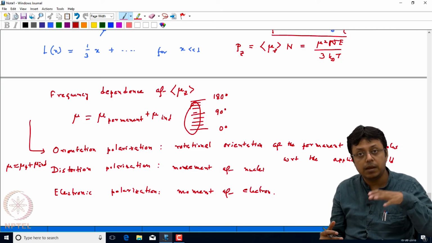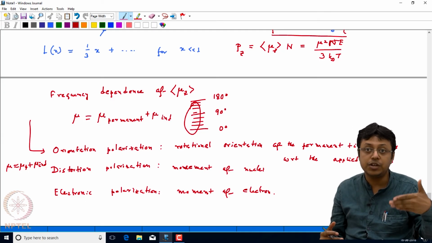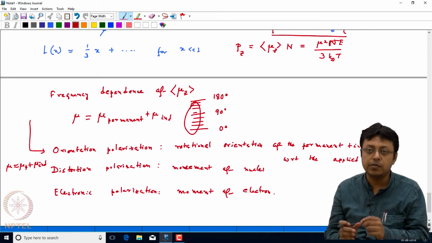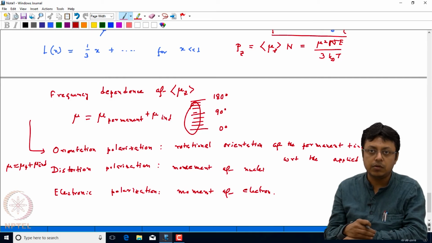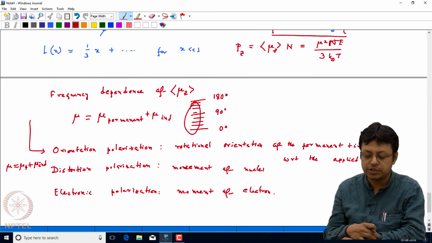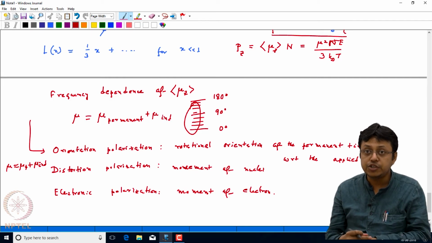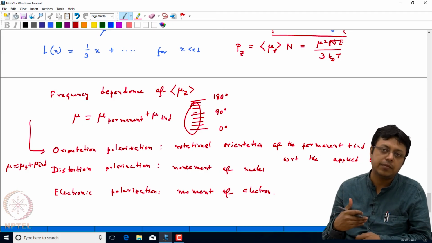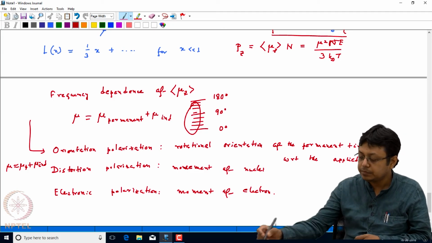But the moment I sweep my frequency to the higher side, I will first see the orientation polarization vanish, because it is too fast for the molecule to rotationally align with the field. And then if I keep on increasing the field frequency above some particular frequency, I will see the distortion polarization also vanish, and then eventually the electronic polarization also vanishes, but that will happen at a very, very high frequency.